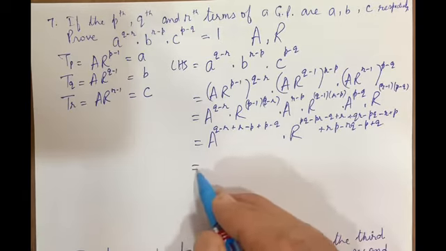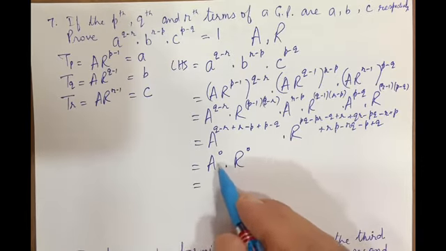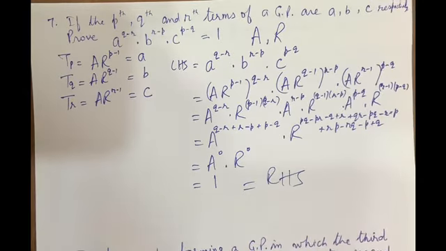We simplify, this is a raised to 0 and this is into r raised to 0. This is 1, this is 1, so the product is 1. This is the same as the right hand side. So this is what we wanted to prove.